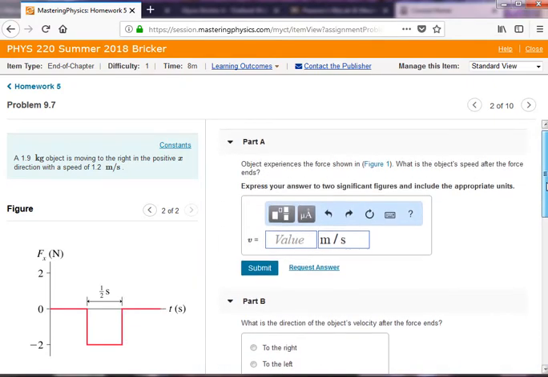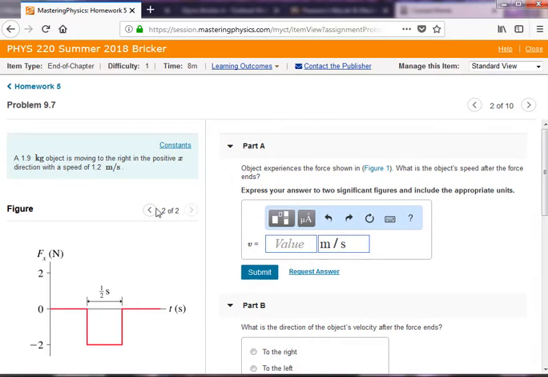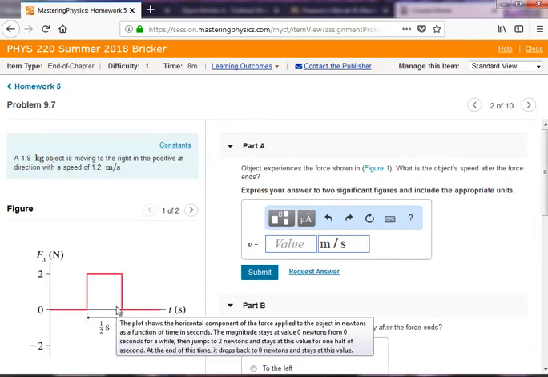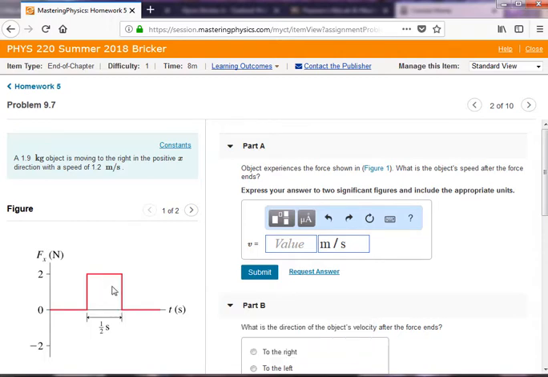Okay, so whenever you have a force versus time graph, the area under the curve here will be the change in momentum. So force times time, this value gives you the change in momentum. So we could figure out the area here. It's 2 newtons times a half of a second. So that would be 1 newton second. That's what the impulse is. That's what the change in momentum is from the graph.